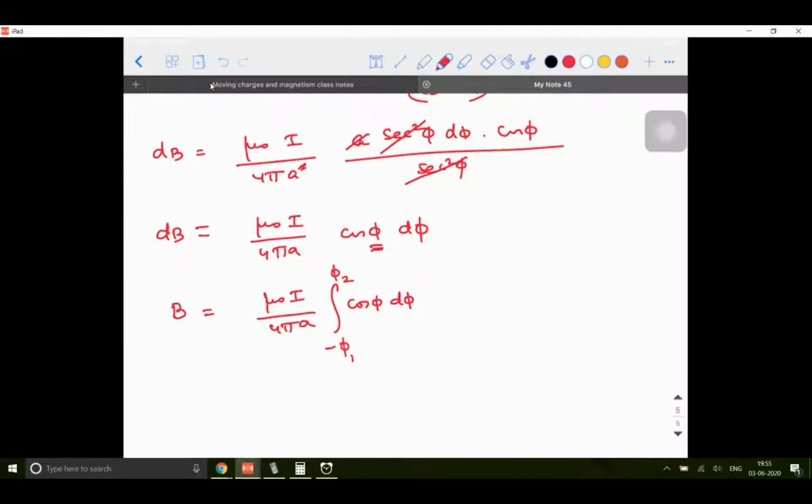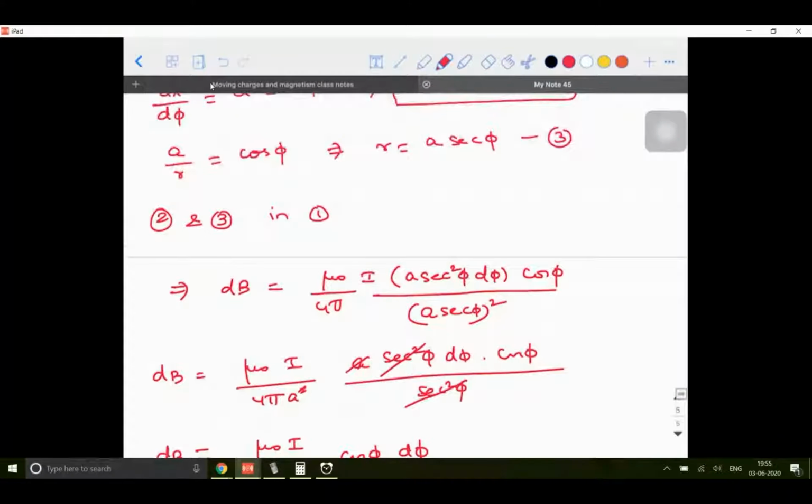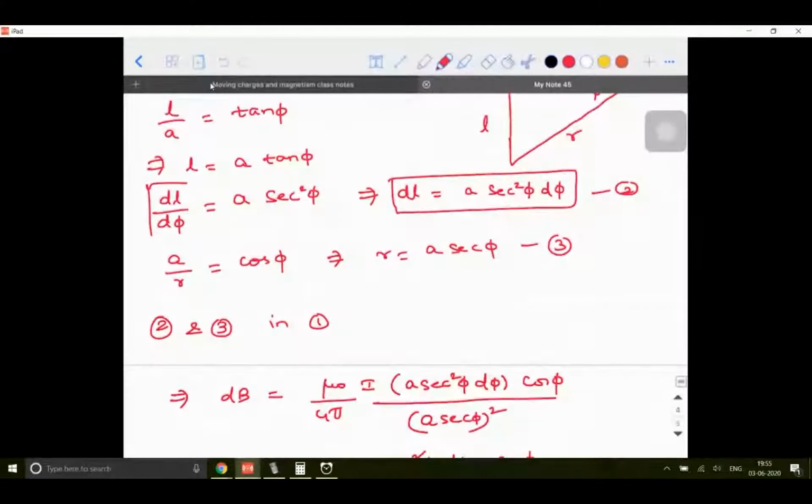So tell me, is there anyone who is having a doubt till this step? Sir, can you repeat why dl by d phi is secant square theta? Where is it? This one? Yeah, that. Differentiated. So tan differentiated is secant square. Oh, okay, sir. Thank you.